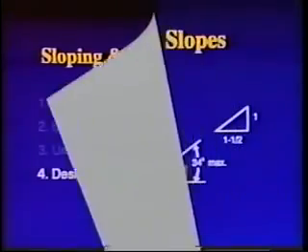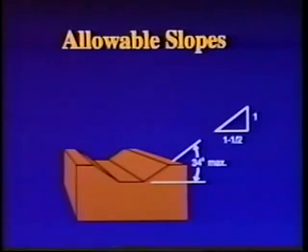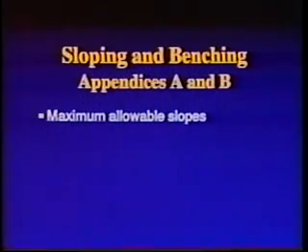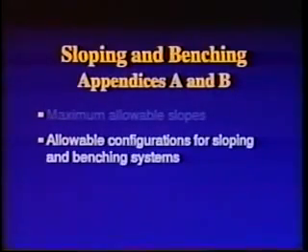The first option specifies allowable configurations and slopes. Any excavation less than 20 feet in depth may be sloped at an angle not steeper than 1 1/2 horizontal to 1 vertical, 34 degrees measured from the horizontal. Such slopes meet OSHA's requirements for worst-case soils, Type C, as defined in 29 CFR 1926, Subpart P, Appendix A. The second option involves the use of appendices A and B. Maximum allowable slopes and allowable configurations for sloping and benching systems are set forth in appendices A and B.